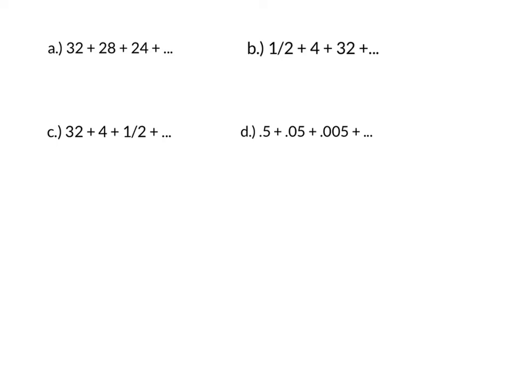In problem 5, we're asked to determine the infinite sums that are here. But in part A, I noticed that when I go from 32 to 28, that's subtracting 4. And from 28 to 24, that's subtracting 4. Meaning that this series is arithmetic. If we have an arithmetic series, there's going to be no sum.